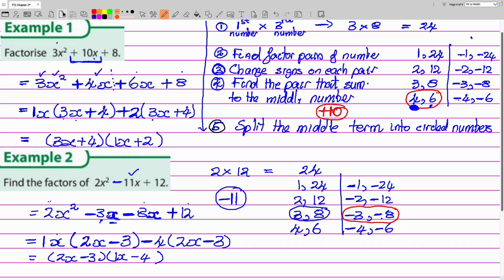Number 3, circle the one that adds up to the middle number. Split the middle number. What if there's 4 numbers in the sum? There will never be. If there's 4 numbers in the sum, you're at this line and you do what you did 2 days ago. Do you understand? There are no trick questions.